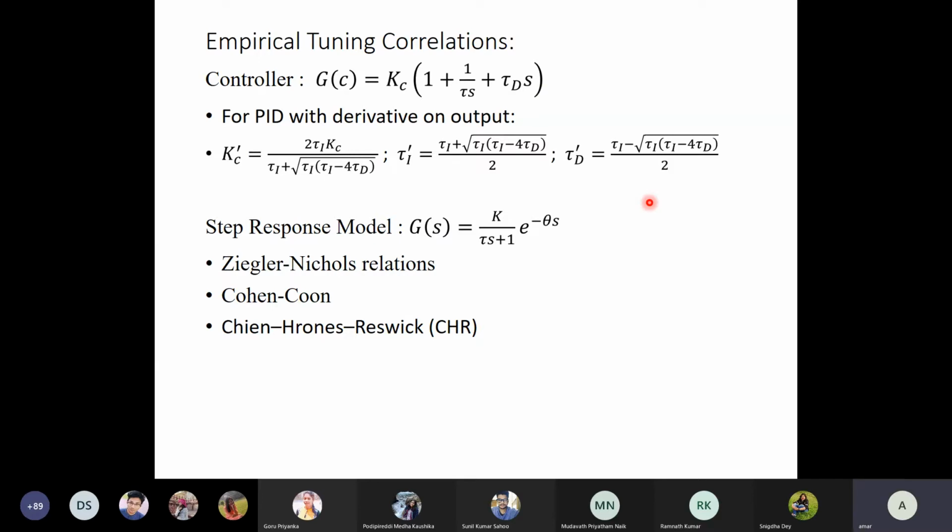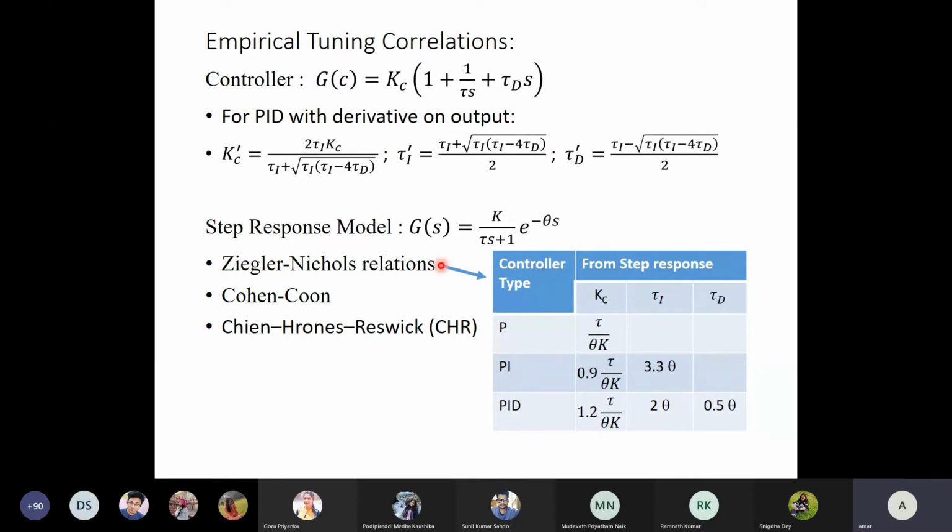Now, if I have a step response model, which is a first order with dead time, that is G(s) equals K by (tau s plus 1) e to the power minus theta s, then I have three kinds of correlations available, which are popular correlations. There are many other correlations available, but these are the three popular ones. One is the Ziegler-Nichols relations, second is the Cohen-Coon relations, and third is the Chien-Hrones-Reswick relations. So let us see what the Ziegler-Nichols relations are.